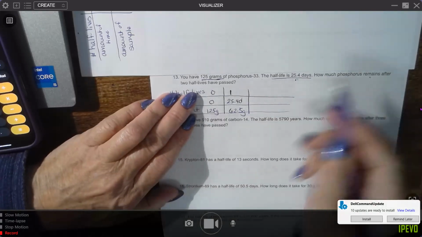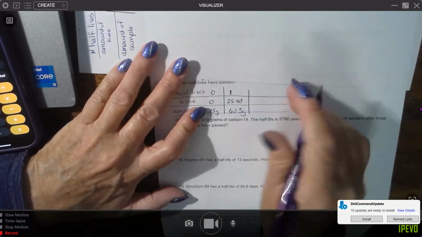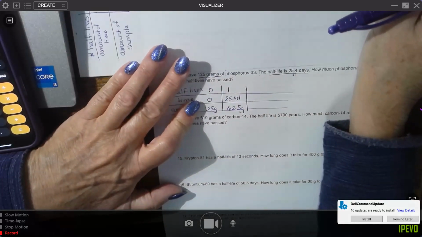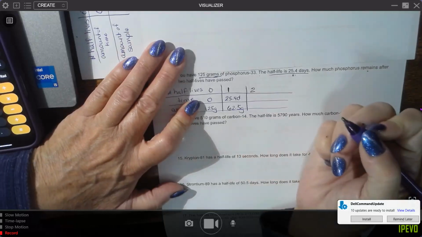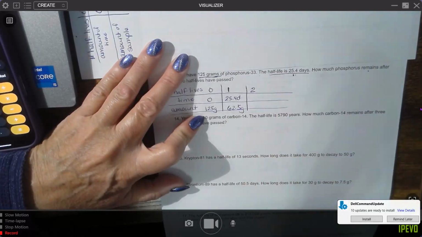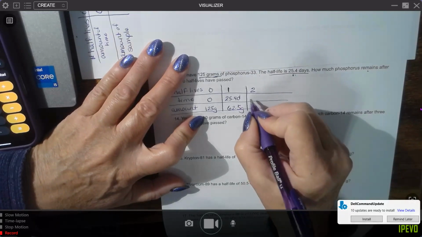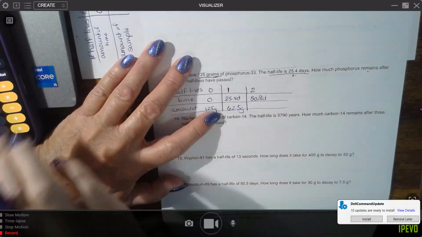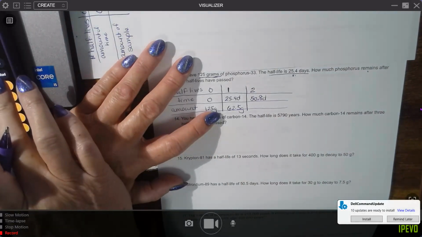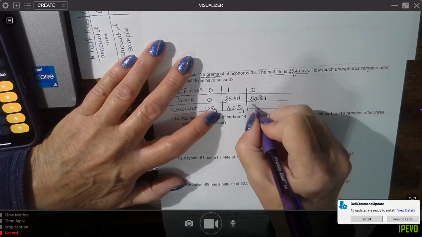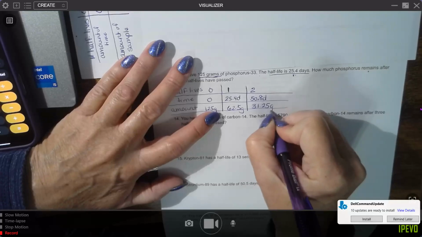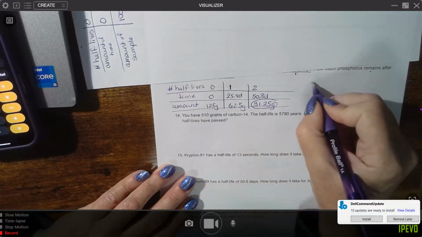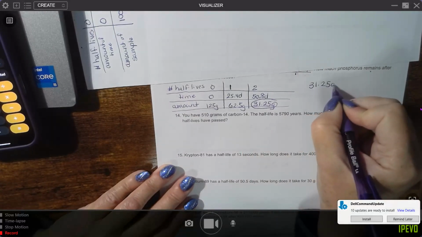This is saying after 2 half-lives. So after a second half-life, I'm going to take 25.4 plus 25.4, so 50.8 days. And then half, I'm going to take 62.5 divided by 2, gives me 31.25 grams. So after 2 half-lives, I'm going to have 31.25 grams left.